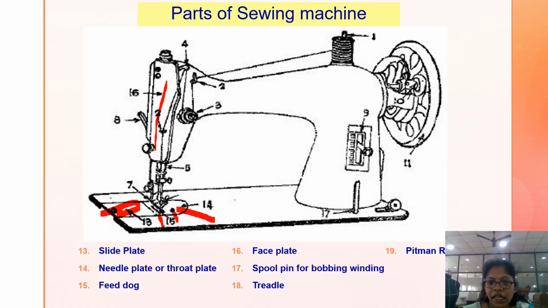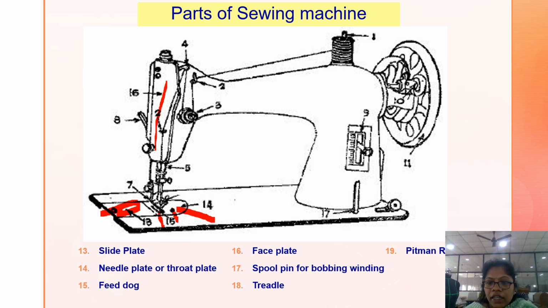The next one is the 18th one. Here I have included only the top portion of the machine, but as home science students, you will know what the treadle is. The treadle is nothing but the foot operated pedal. With the help of the treadle, we can use the domestic sewing machines. Even some domestic sewing machines are run with the help of electrical motors.